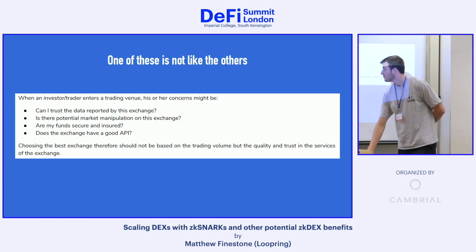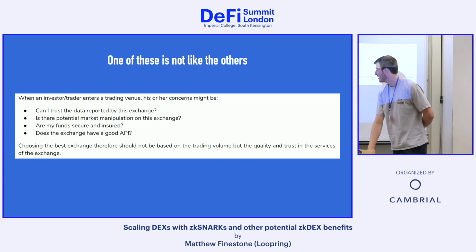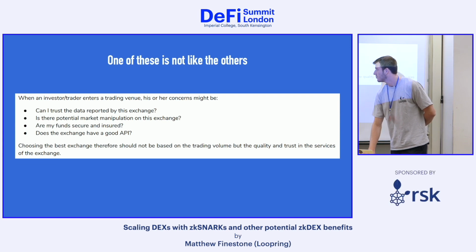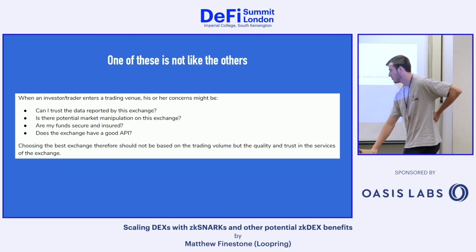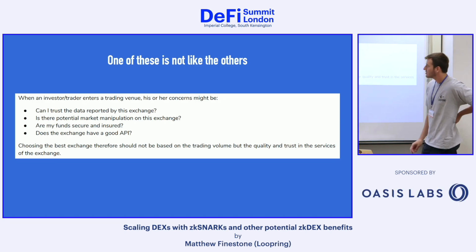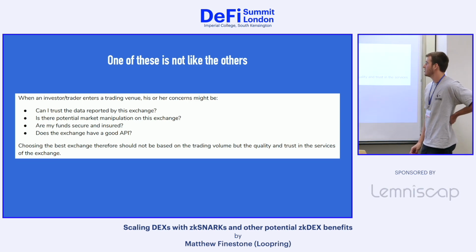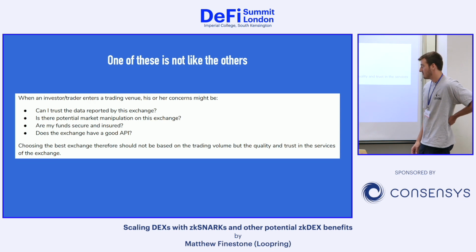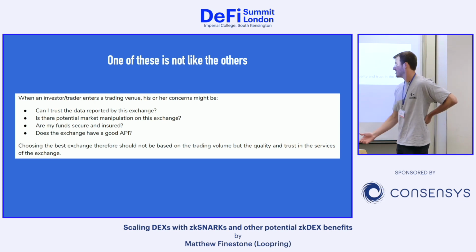And the last thing that came out of this exchange report by CryptoCompare and from Nomics, looking at both those sources, they say when an investor or trader enters a trading venue, his or her concerns might be: can I trust the data? Is there potential market manipulation on this exchange? Are my funds secure and insured? And does the exchange have a good API?